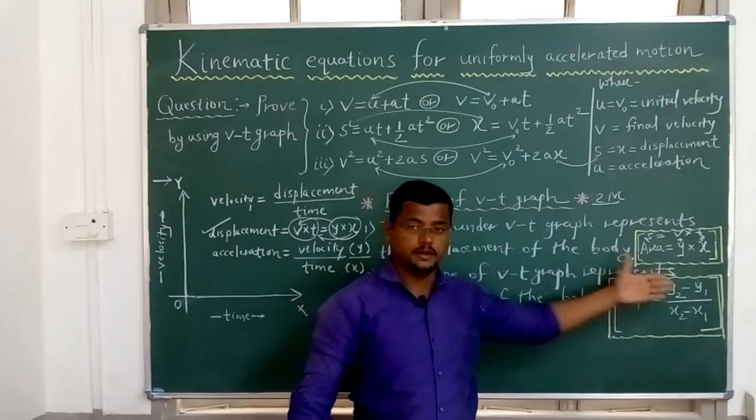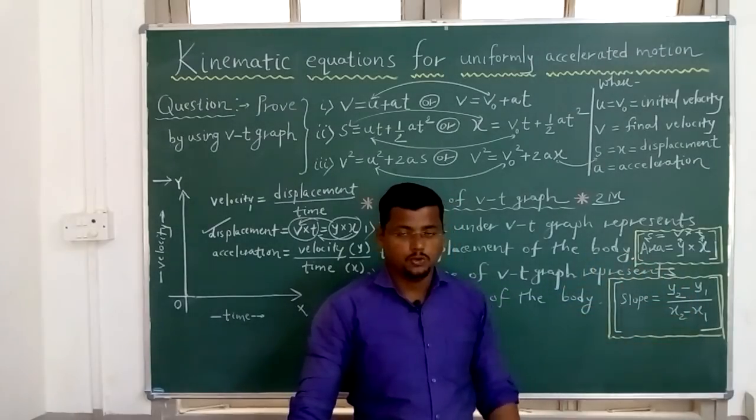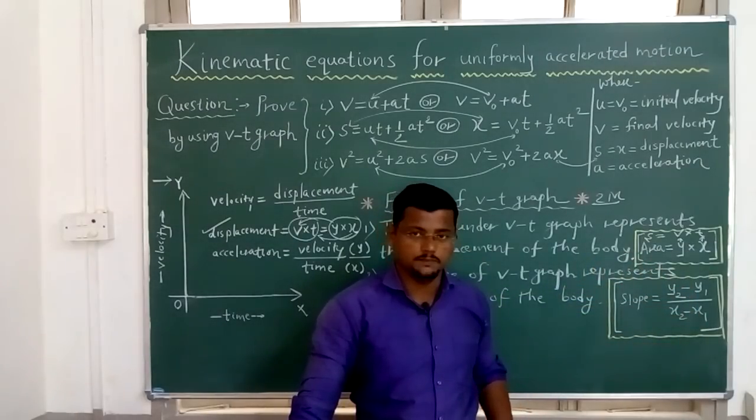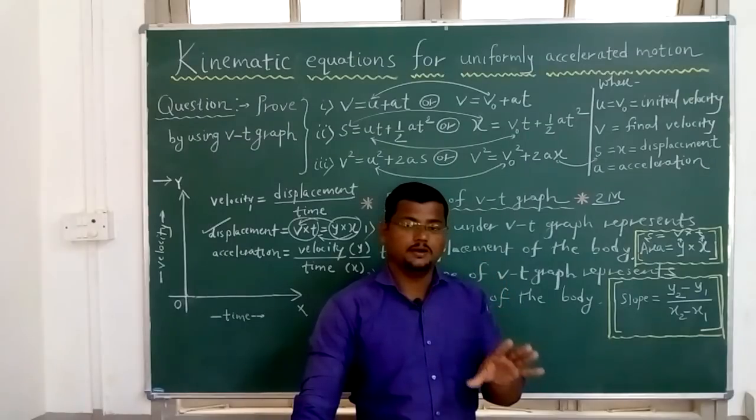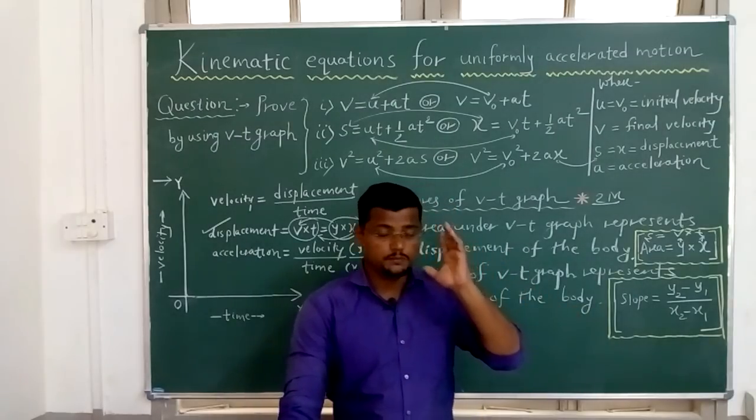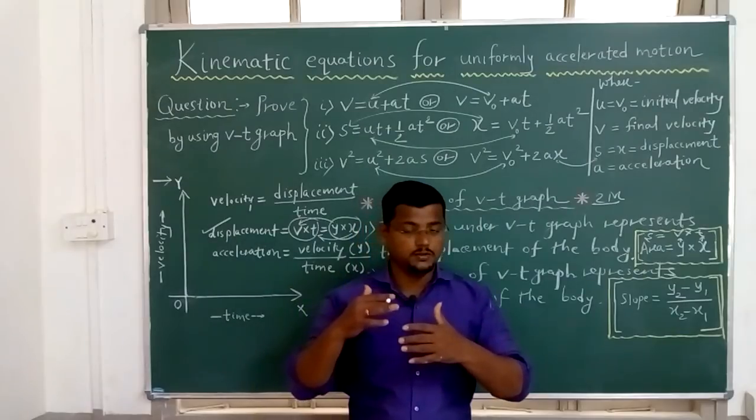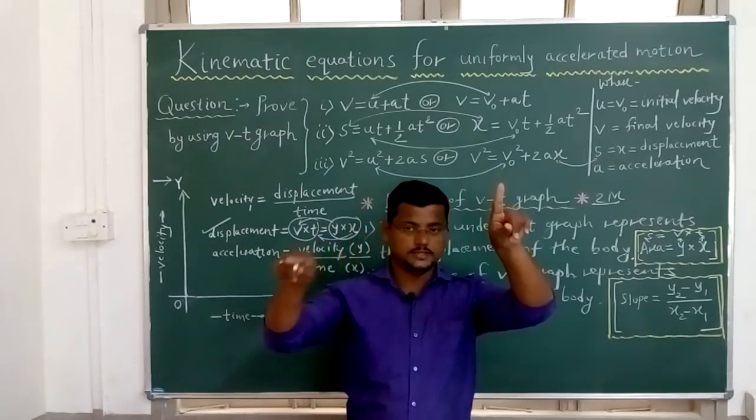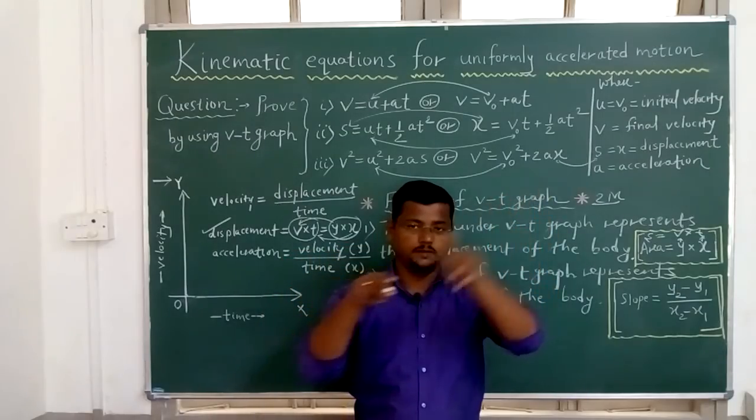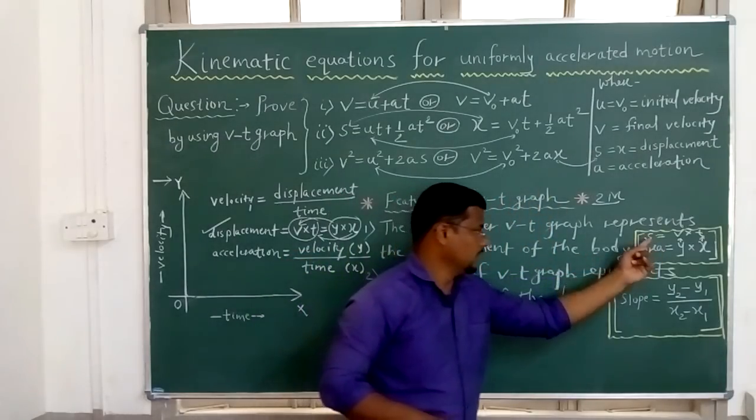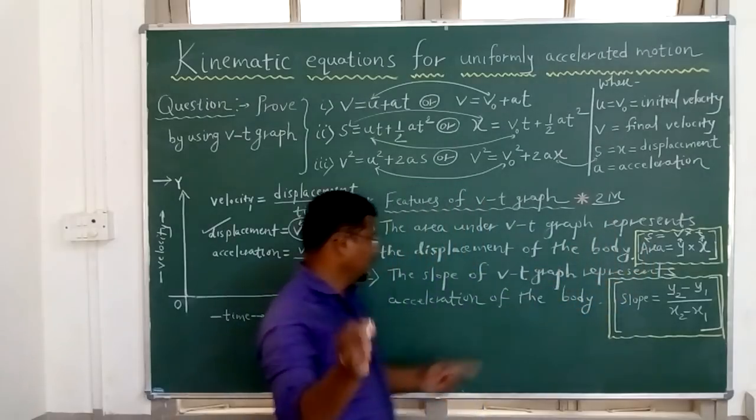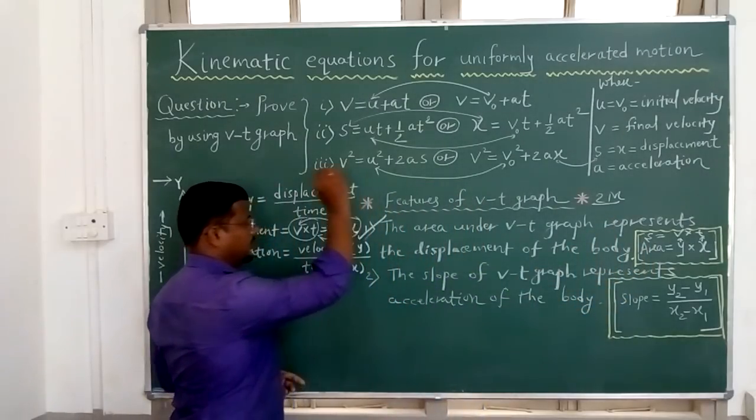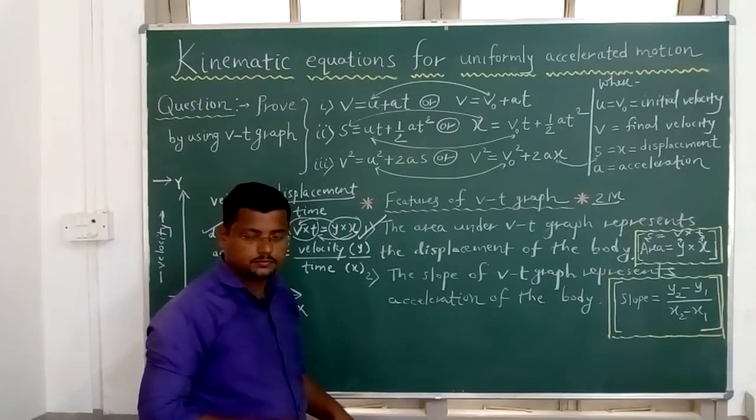I require this in today's derivation. One more question they will ask in your annual exam: what does the area under a VT graph represent? So keep in your mind, area under a VT graph means multiplication of y-axis into x-axis. The y-axis is velocity, the x-axis is time. So velocity into time is nothing but what? Displacement. Okay, this question was asked by one of the students in the live class, so I answered it here.